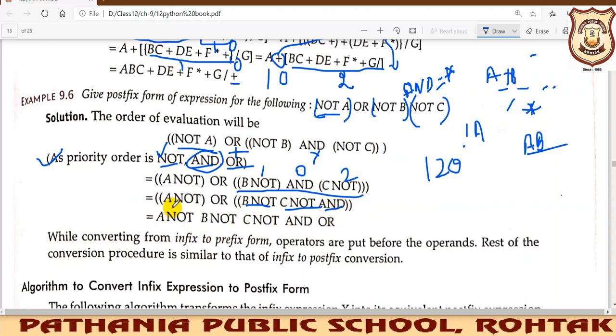Now this has become your first operand and this complete is your second operand. So what you will do? A not, b not, c not, then and also, and then finally or. I hope the concept is clear. Please do practice of these types of questions. They come in your exam every time. Thank you, beta.